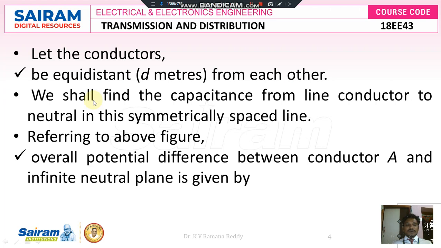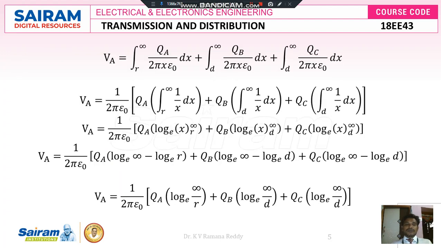By referring to the above figure, we need the potential difference between conductor A and the infinite neutral plane, that is, between conductor A and neutral, because here we are calculating the capacitance of three-phase lines. Since the capacitance C is equal to Q by V, let us first find the voltage with respect to the conductor and its neutral, that is, the voltage with respect to conductor A.